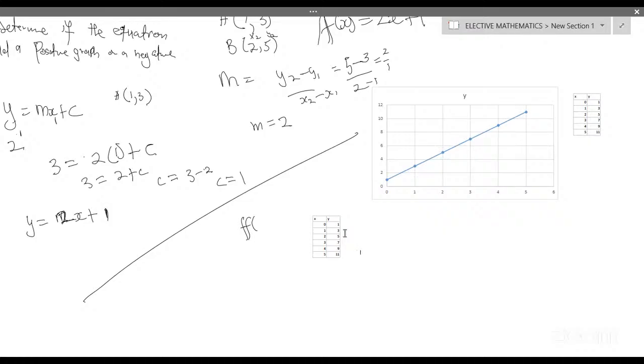It was 1. 1, good. When it was 1, what was it? 3. Tell me again. This was 3. Plus 3, good. When it was 2, what was it? 5. Exactly. Now, have you seen how easy it is to get your graph?